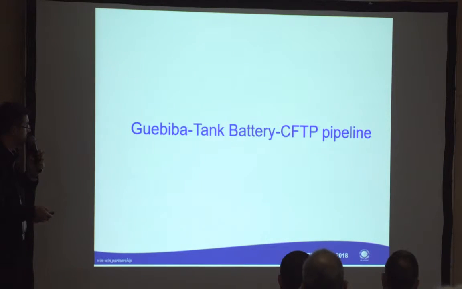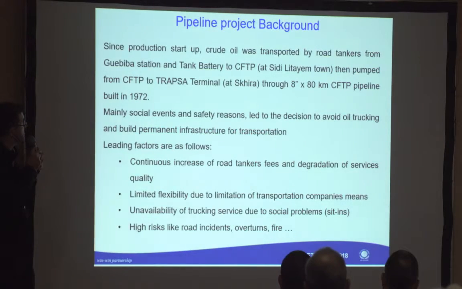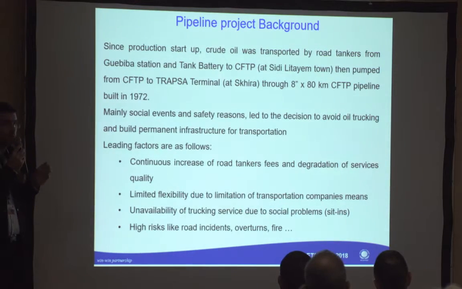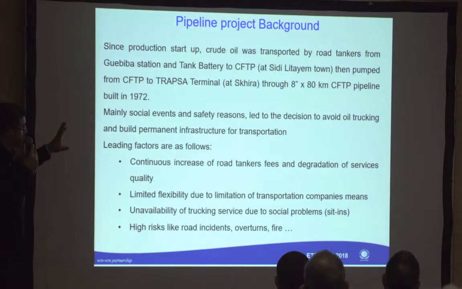Now we will move to our main topic today, which is the Gbiba Tank Battery CFTP pipeline. Since the startup of TPS in 1992, the crude oil after stabilization was transported by road tankers. So you can imagine road tankers crossing the main roads of Sfax, full of crude oil, to transport this crude oil to CFTP or to Trapsa.